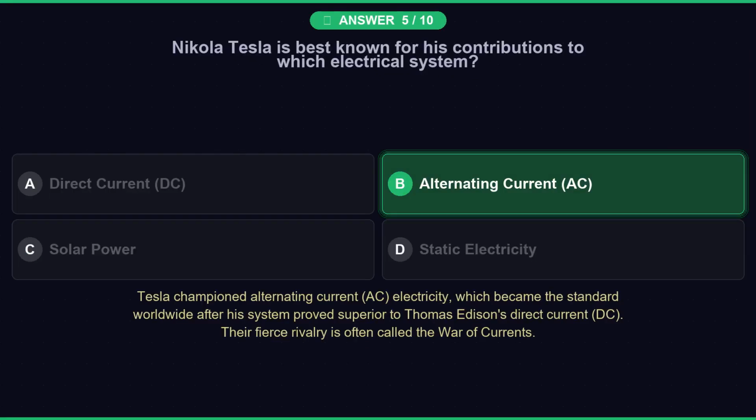The correct answer is B. Alternating current, AC. Tesla championed alternating current, AC, electricity, which became the standard worldwide after his system proved superior to Thomas Edison's direct current, DC. Their fierce rivalry is often called the War of Currents.